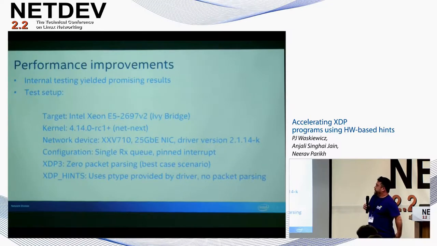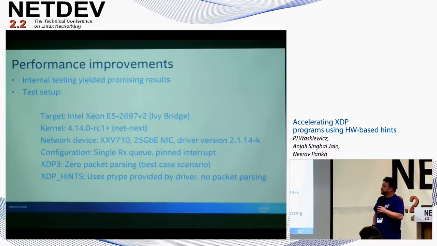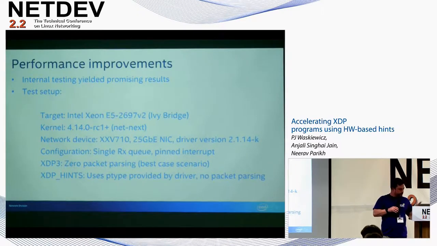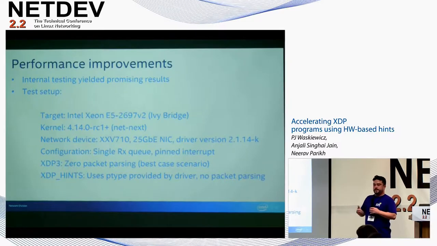All right, so before we get into the how, and then people can start heckling, we'll talk about the performance, because that'll help smooth the road. This is all internal testing. This wasn't done by any of our official perf labs, so numbers are TBD. But the target was an Ivy Bridge Xeon system. We were using the 25 gig i40e device, single RxQ, pinned interrupt, and so on. And then we had a couple XDP programs. The first thing that we did was take a benchmark of XDP1, the sample xdp1 in the kernel, which parses out data, identifies the packet type, and then if it's an IPv4 packet, it increments a counter in the maps and then drops it. So it identifies the packet by reading the packet data that came over from the driver and then drops it.